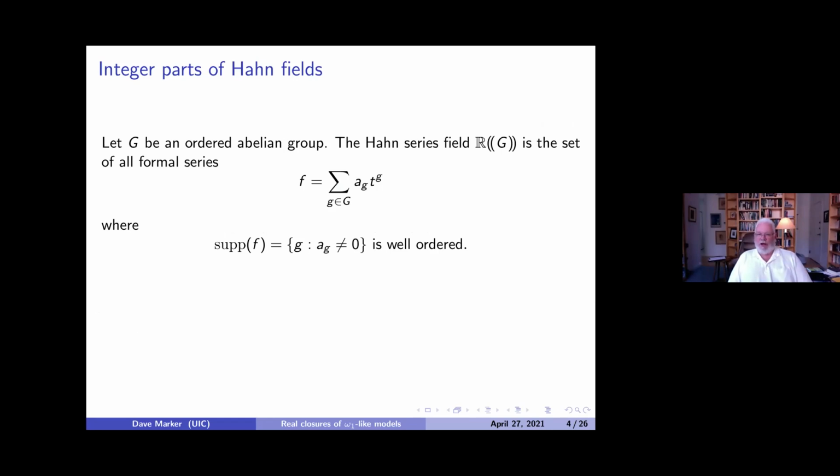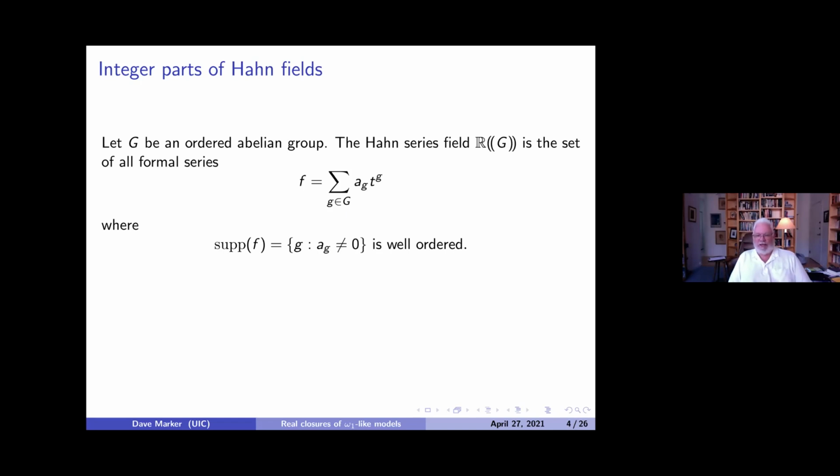And I want to form Hahn series by taking formal power series. F is the formal sum over all G in the group of A_G T to the G, where A_G is a real number, and T to the G is just a formal symbol, where you multiply T to the G times T to the H by taking T to the G plus H, where G plus H is in the group. Now, it's easy to add series like this, but not so easy to multiply them.